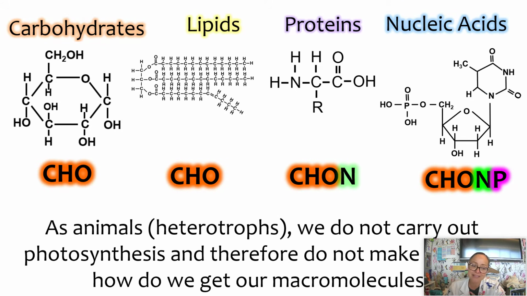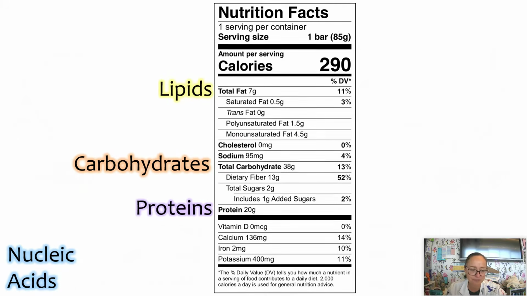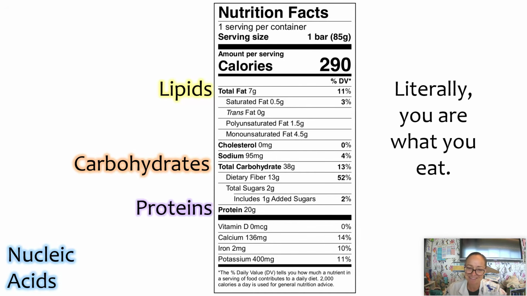As heterotrophs, though, like I mentioned, we don't do photosynthesis. So how do we get our macromolecules? Well, it's from the food that we eat. If you have a nutrition label, we can see our lipids, our carbs, and our proteins, and that's how we take in our macromolecules, rearrange them, and use them how we need. Hopefully you're eating things that don't have nutrition labels, like an apple, but anyway, you literally are what you eat.